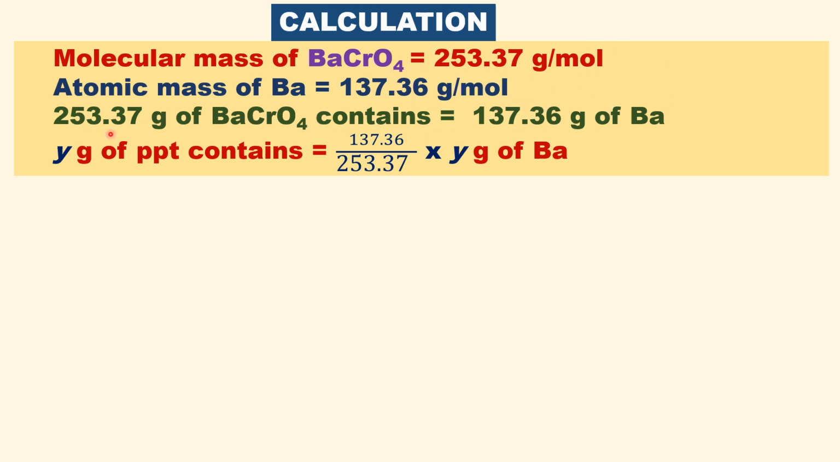Now, 253.37 gram of barium chromate, that is 1 mole, contains 1 mole of barium ion, 137.36. Therefore, 1 gram of barium chromate contains 137.36 divided by 253.37 gram of barium. We have obtained y gram of precipitate. Therefore, y gram of precipitate contains 137.36 divided by 253.37 into y gram of barium ion in the sample.